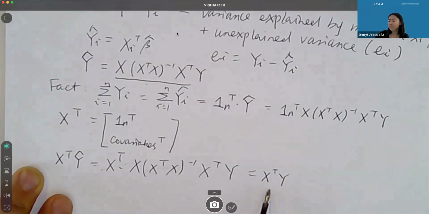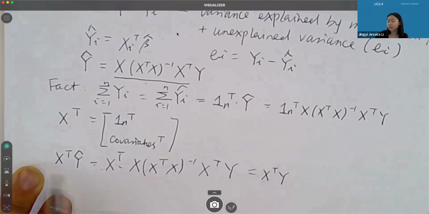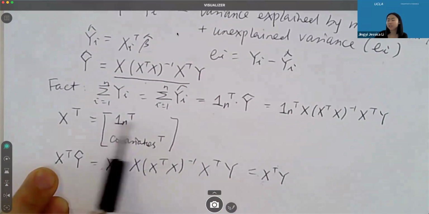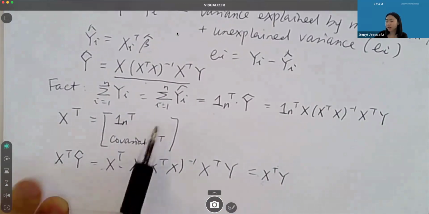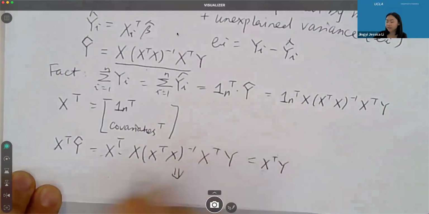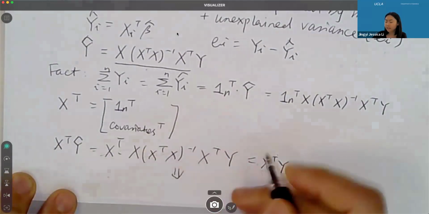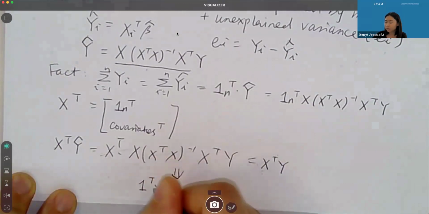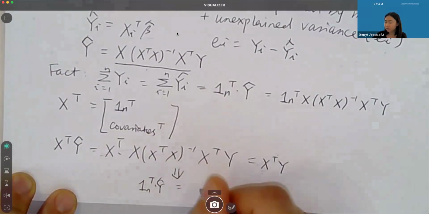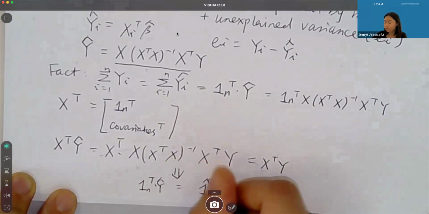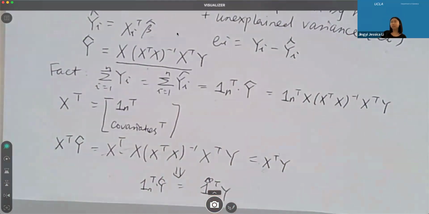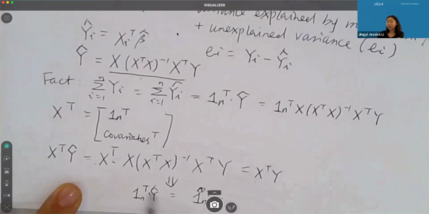Then you see on the right-hand side, I also have the X transpose, same as the X transpose here, and both have the first row as a row of ones. So that's why, if I look at the first row only, then it's 1 transpose Y hat equals 1 transpose Y. So that would directly give me the result. And this is because the design matrix's first column is a column of ones. That's the reason. So it's a direct result of this.